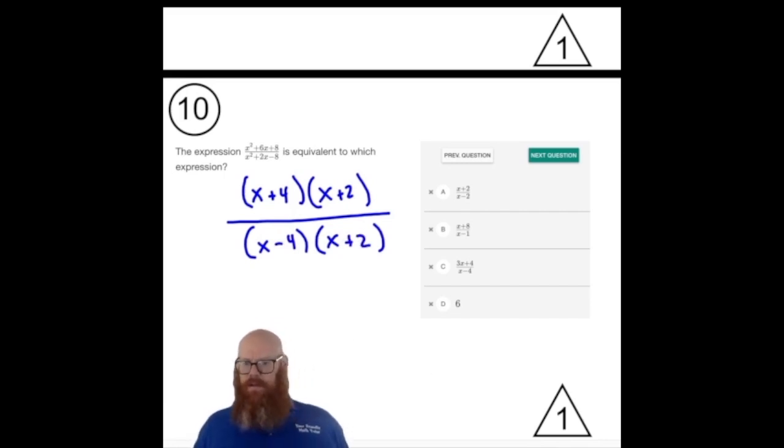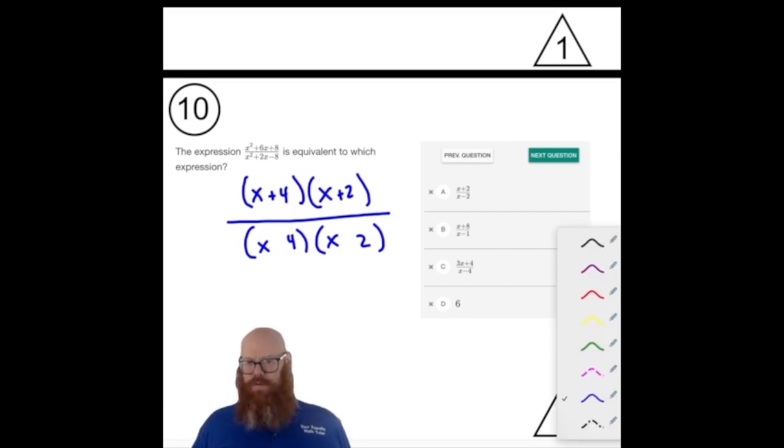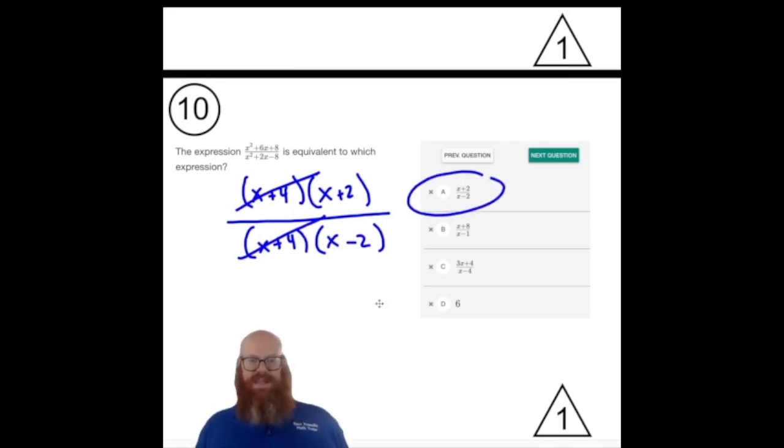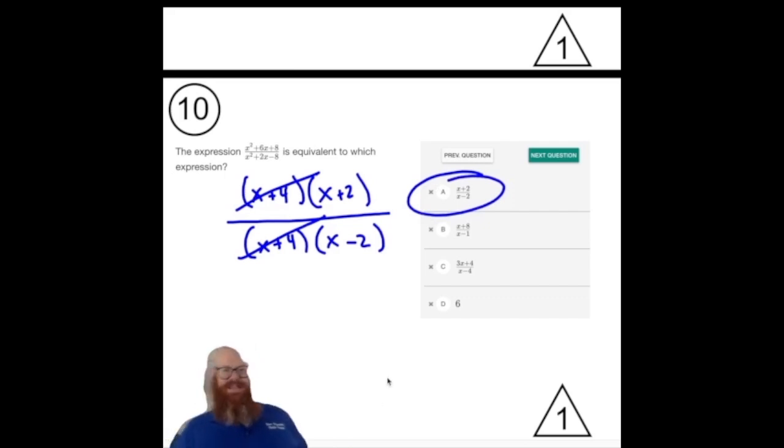That's my bad. I think I'm the one who's having an issue with the factoring. Because we want to get positive 2, that should be positive 4 and negative 2. So the plus 4s are going to divide out, and I'm going to be just left with x plus 2 over x minus 2. So that's the answer. That is our equivalent expression.